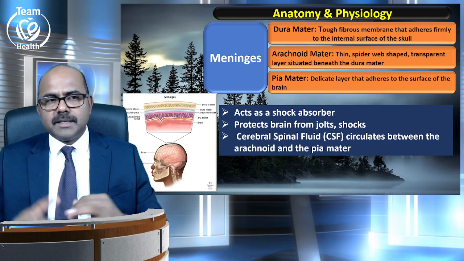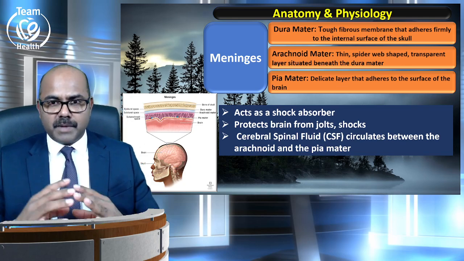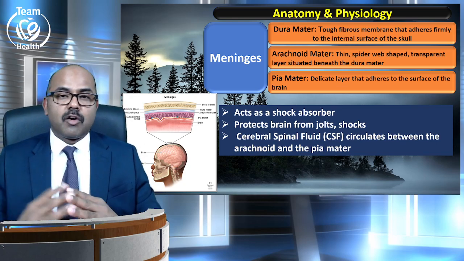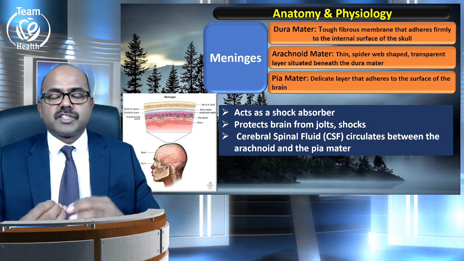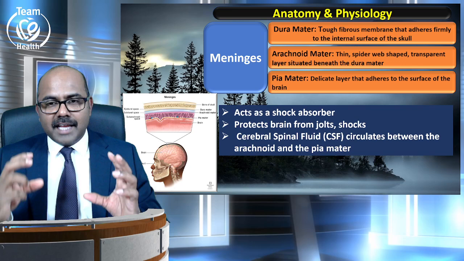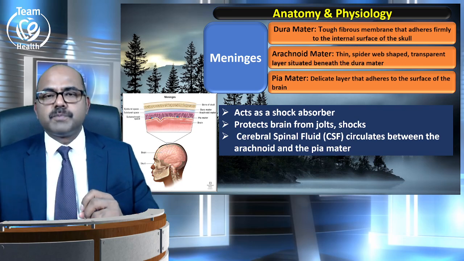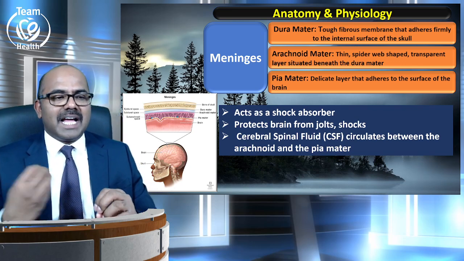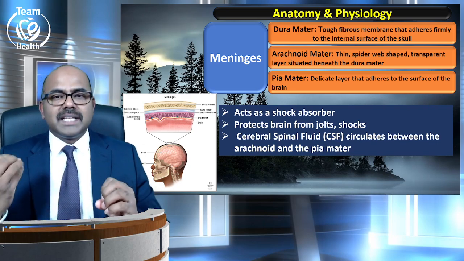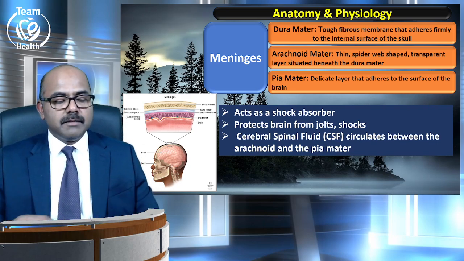And also, actually not the meninges, the choroid plexus in the ventricles produces the cerebrospinal fluid, and the CSF circulates between the arachnoid and pia mater. So that again helps to protect the brain.